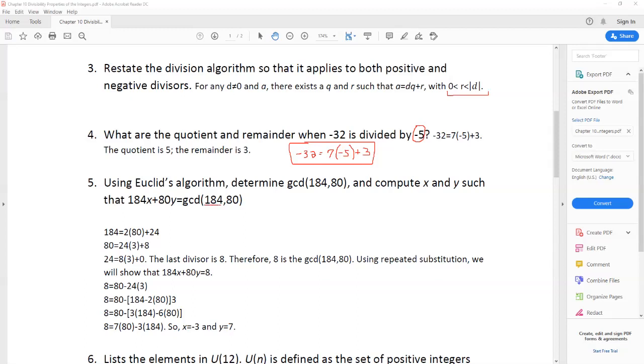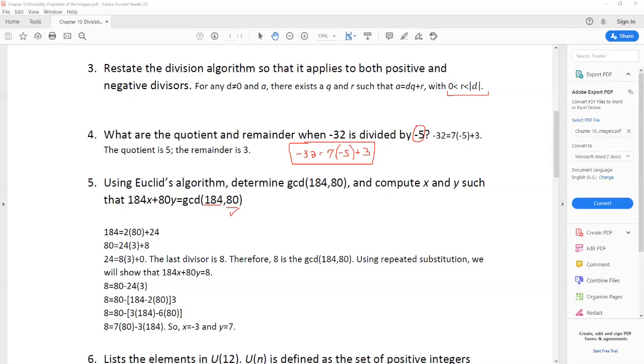184 using the division algorithm. So 184 is going to be 2 units of 80. Now, why did I choose 80? Because we're looking for the GCD of 184 and 80. So that's where the 80 comes from.